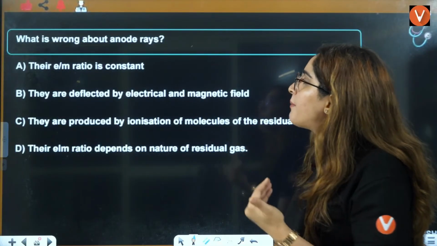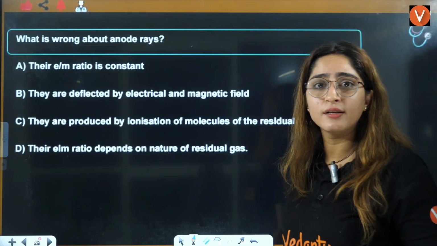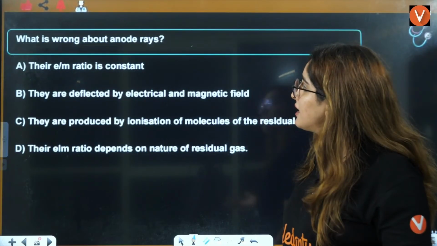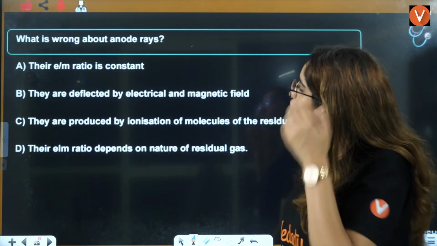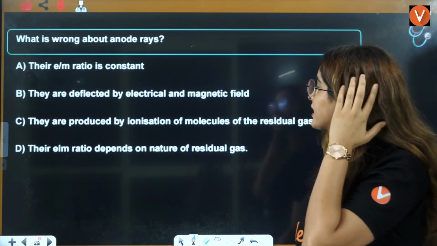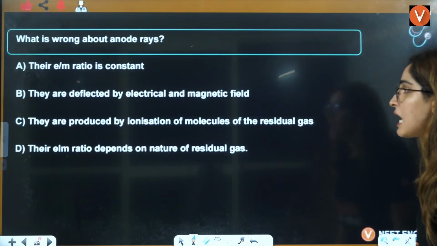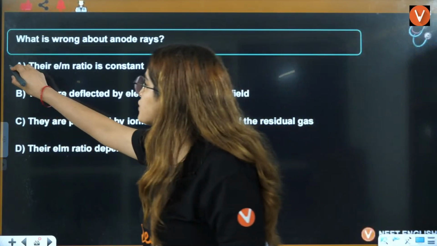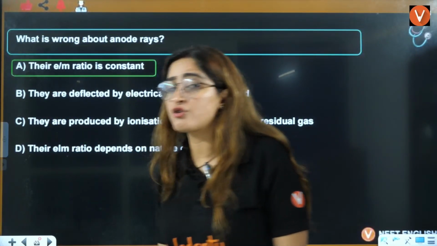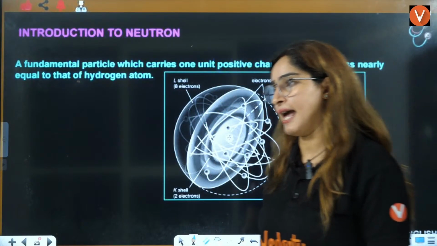Now, what is wrong about anode rays? Their E by M ratio is constant. Is it? Anode rays, they depend upon the gas, right? So clearly first is wrong. They are deflected by electric field, yes. They are produced by ionization of molecules, yes. Their E by M ratio depends upon nature of gas, yes. So this particular thing is wrong. They are not at all constant. They are dependent upon the gas.